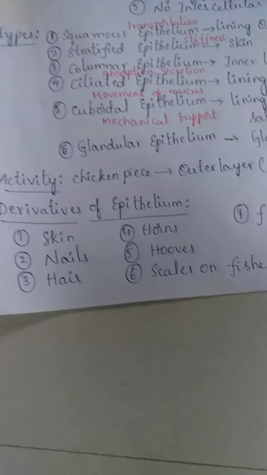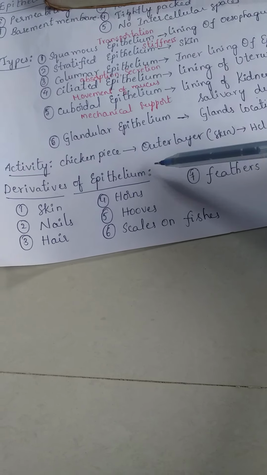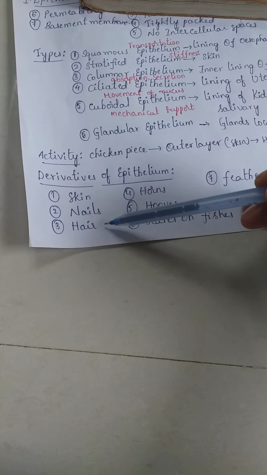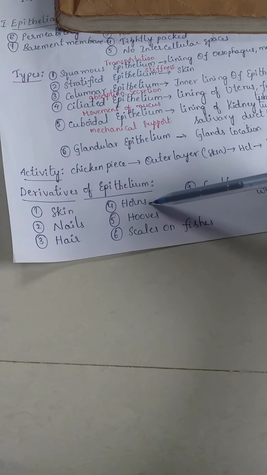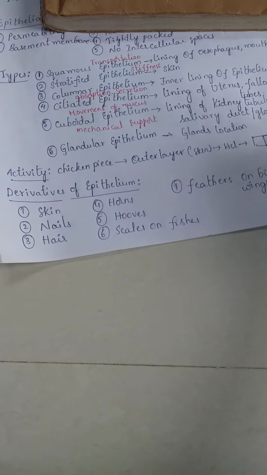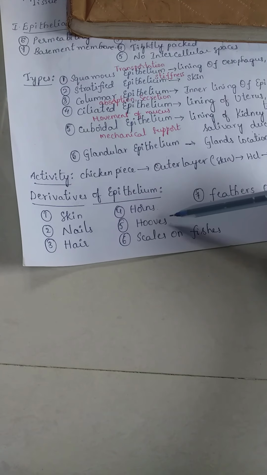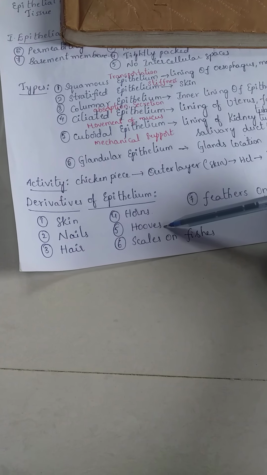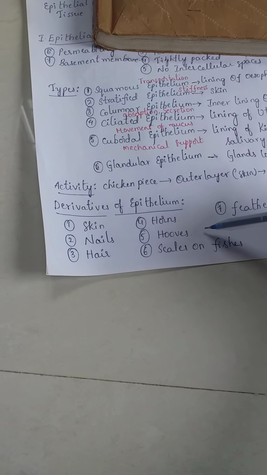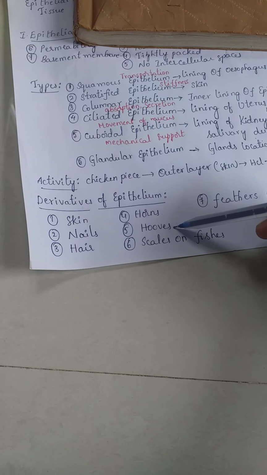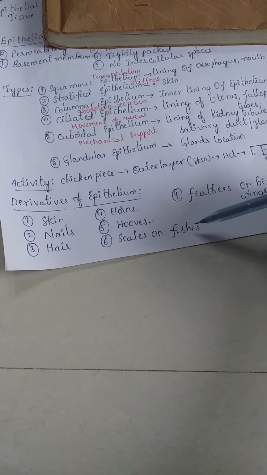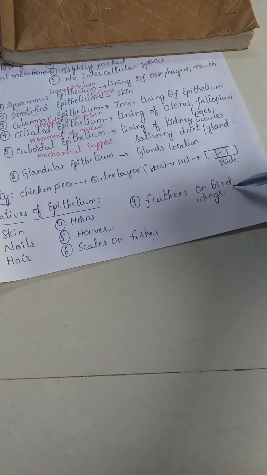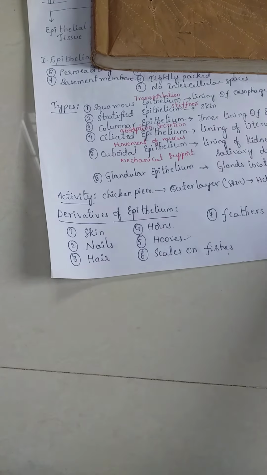And last one is derivatives of the epithelium. In different organisms, epithelial tissue modifies into different structures like skin, nails, hair, horns in animals, and hooves. Under the legs we can see these hooves. Hooves are shoe-shaped hard structures that help animals walk in extreme conditions of cold and extreme conditions of heat. And scales on fishes, feathers of bird wings. These all are derivatives of epithelium.